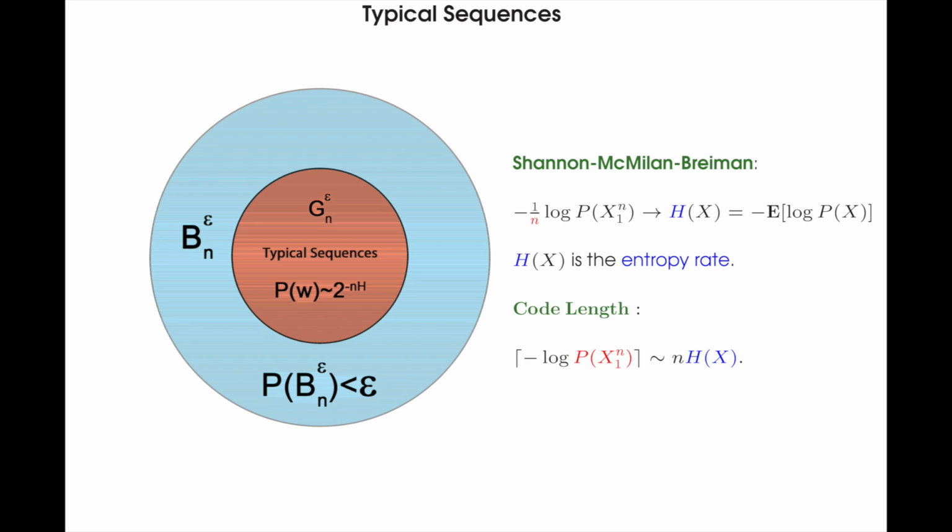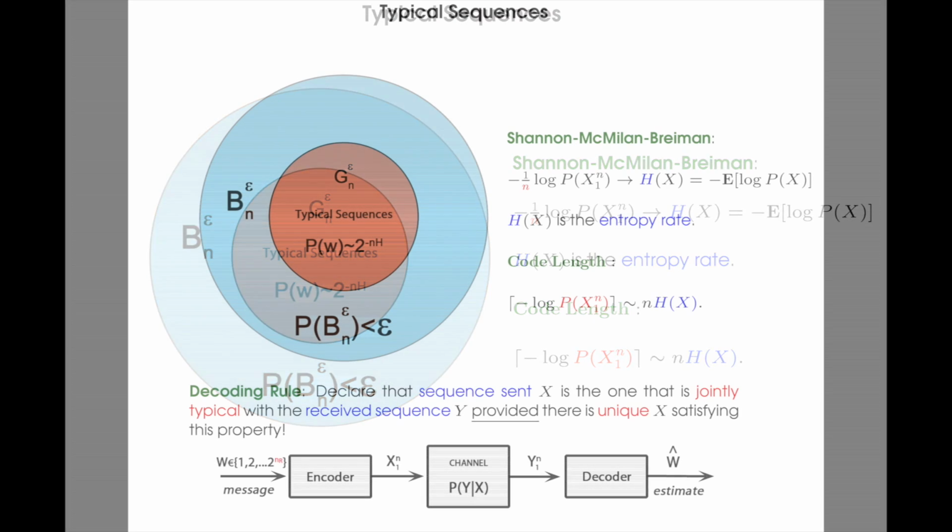All the other sequences, I'm not going to compress. I'm going to send all of them as they are. But because they have such a small probability, I basically achieve the rate that I wanted, the entropy rate. That was the hand-waving proof of Shannon's first result.